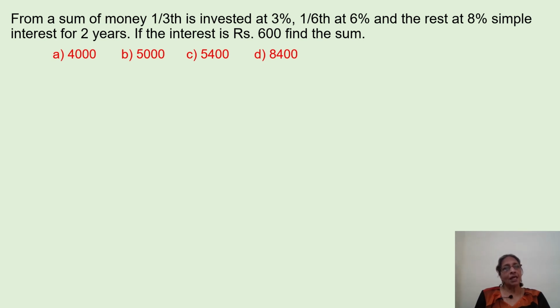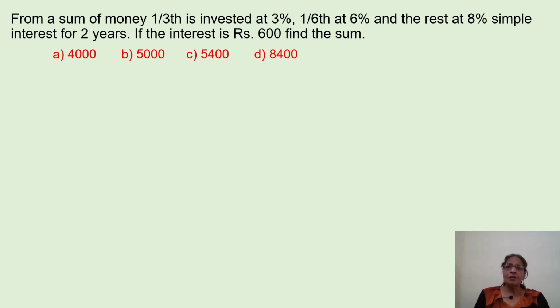From a sum of money, 1/3 is invested at 3%, 1/6 at 6%, and the rest at 8% simple interest for a period of 2 years. Now, if the interest is 600, find the sum. So we have 3 fractions here, 1/3, 1/6, and the rest. We need to calculate the rest also. All this is invested for 2 years.